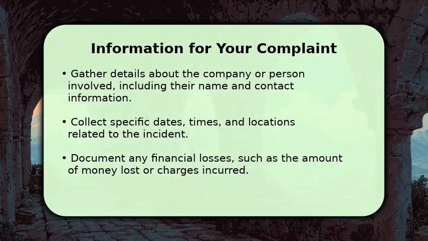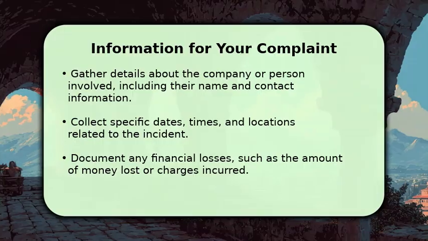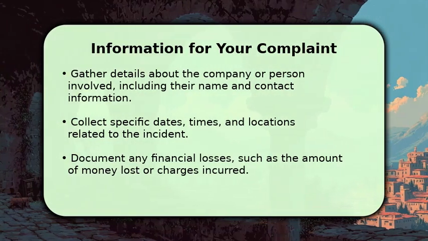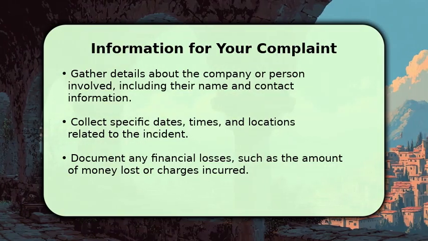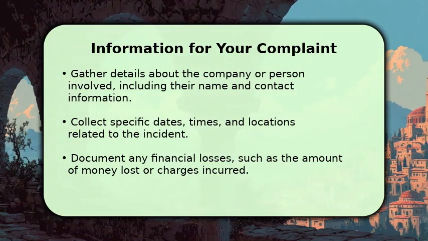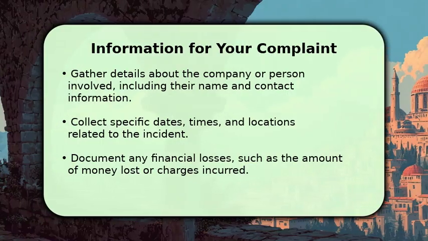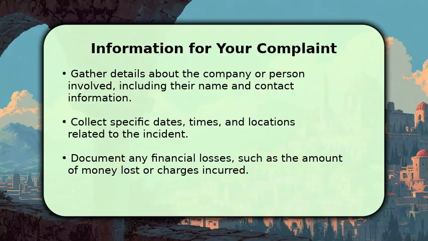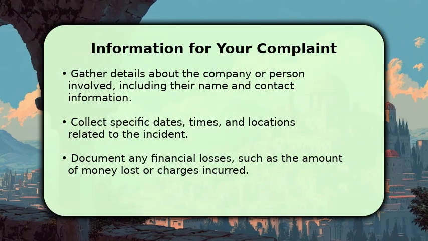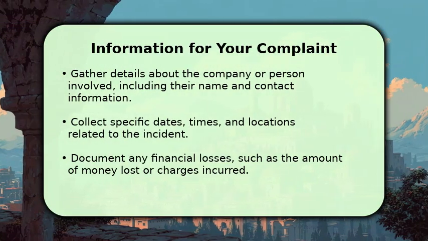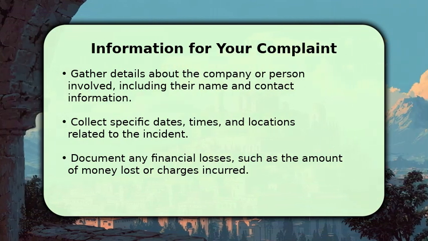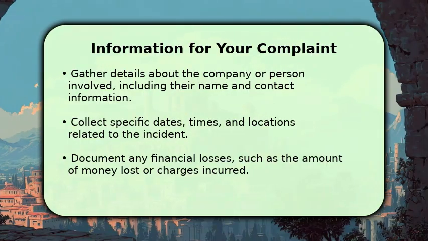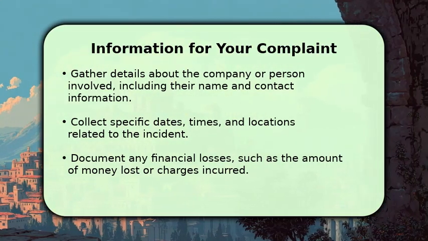Before you begin filing, gather all the essential details. You'll need the name and contact information of the company or person involved, along with specific dates, times, and locations of the incident. Document any financial losses, such as the exact amount of money lost or charges incurred. Also, collect copies of any relevant documents like receipts, emails, or contracts. Having this information ready will make the filing process much smoother and more effective, ensuring your complaint is comprehensive.